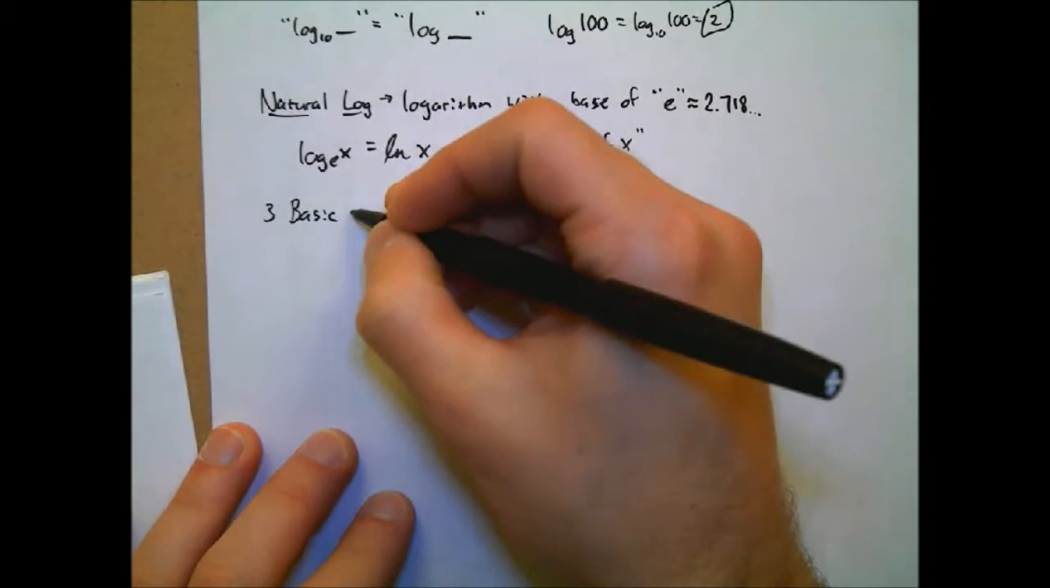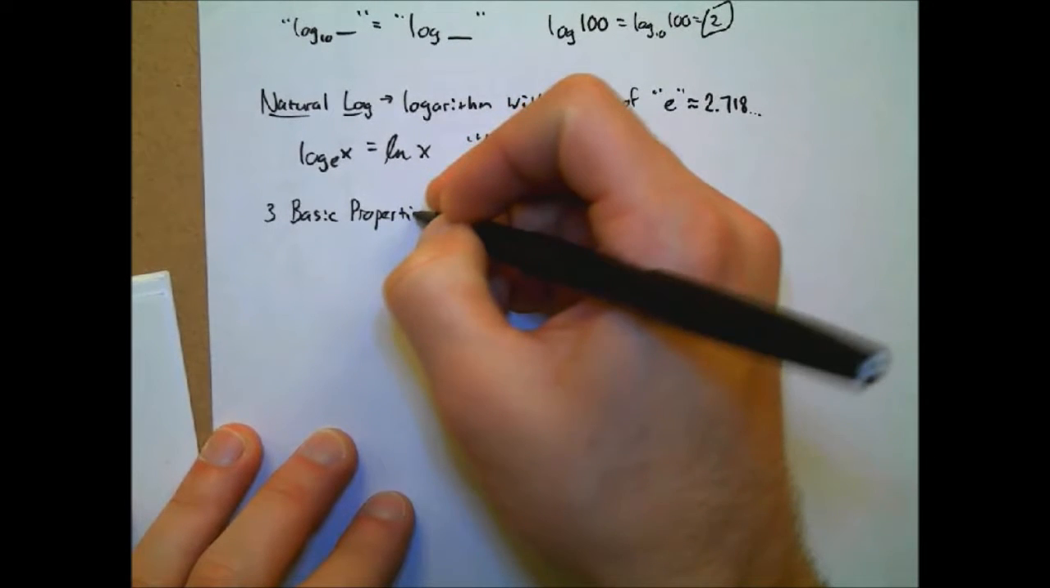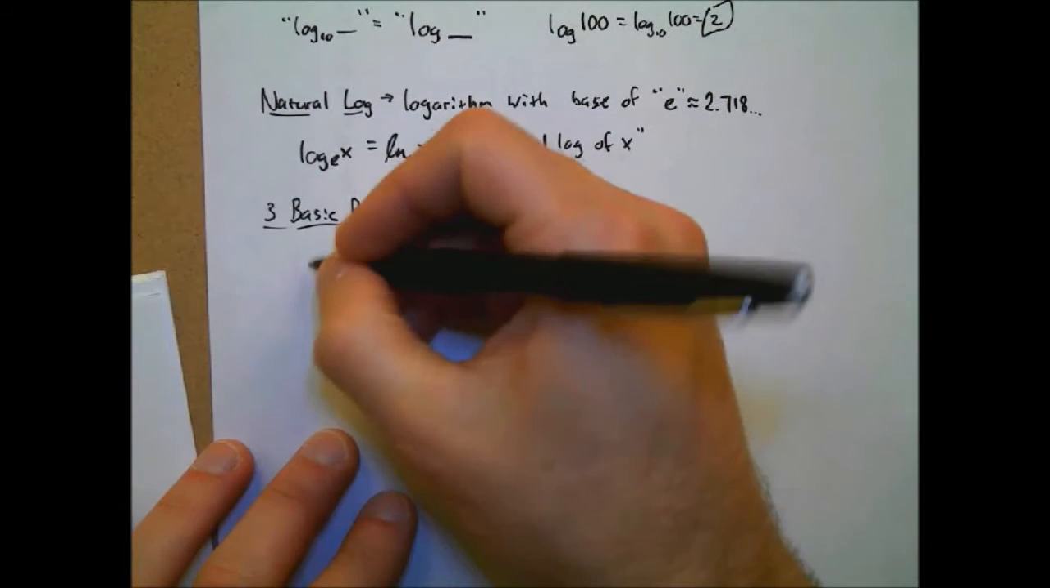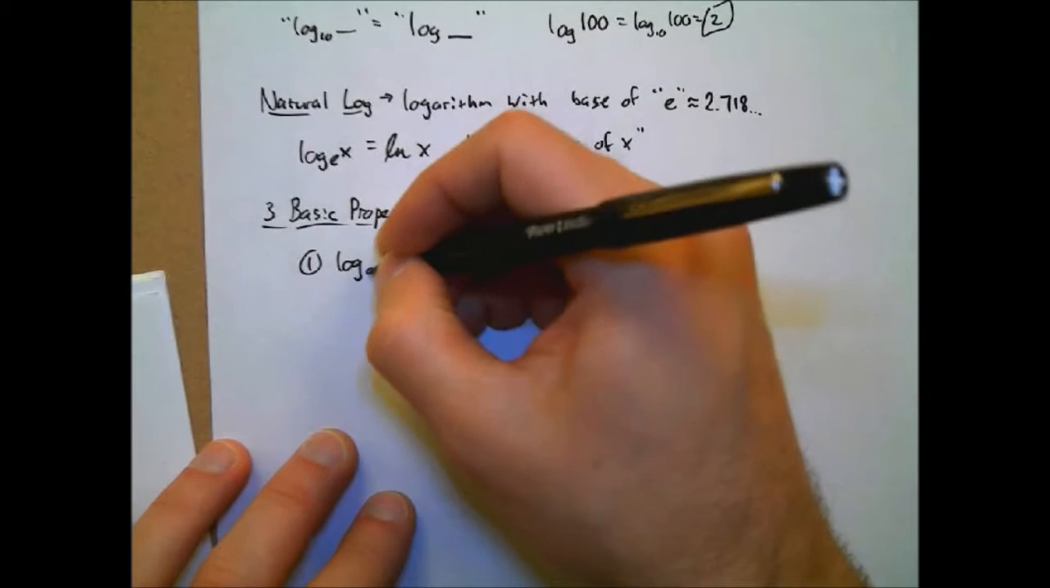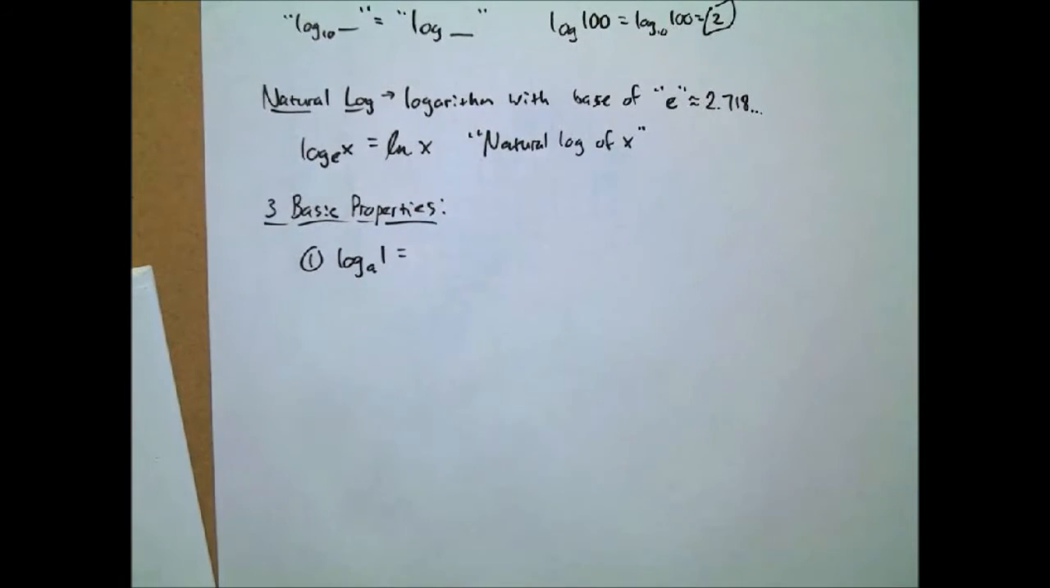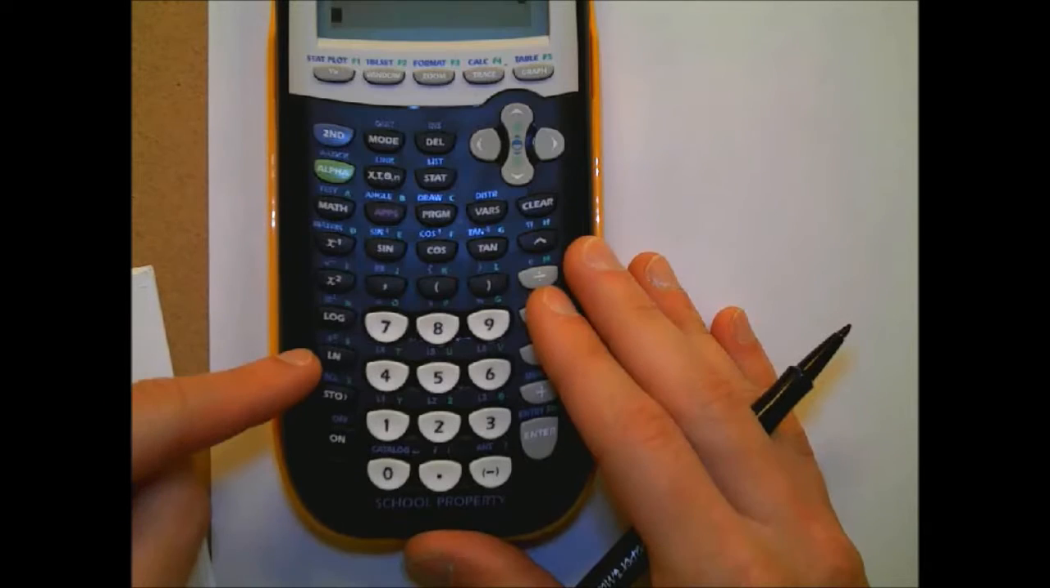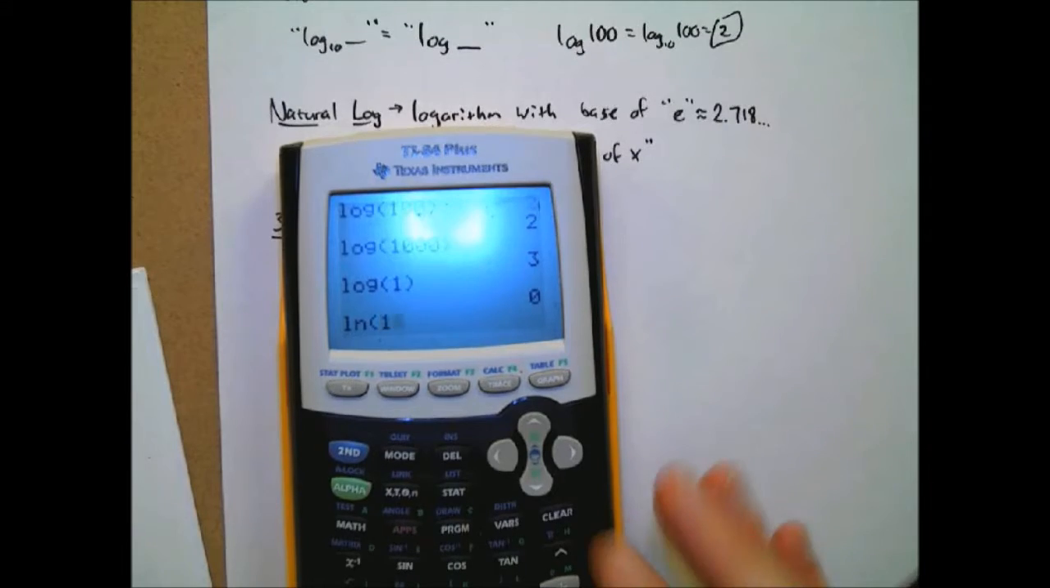All right, three basic properties of logarithms arise, and we'll talk about some other properties later. First, log base a of 1. No matter what a is, A to what power gives you 1? 0. So if you're taking the logarithm of 1, you're going to get 0. If I type log of 1 in my calculator, 0. We also have the natural log button. Natural log of 1, also 0.